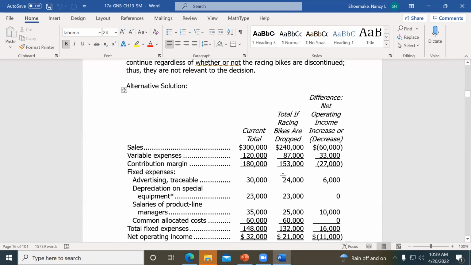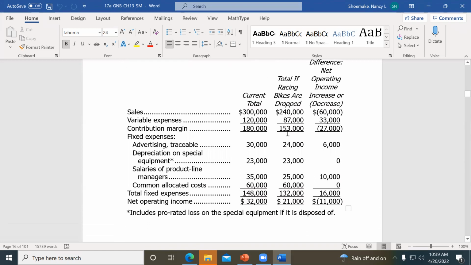Another way we could look at it is the current total, and then the total if the racing bikes get dropped. We take our variable expenses and we take our fixed expenses here to show the effect of dropping this line would be a disadvantage of 11,000. Make sense? Got it? Okay.